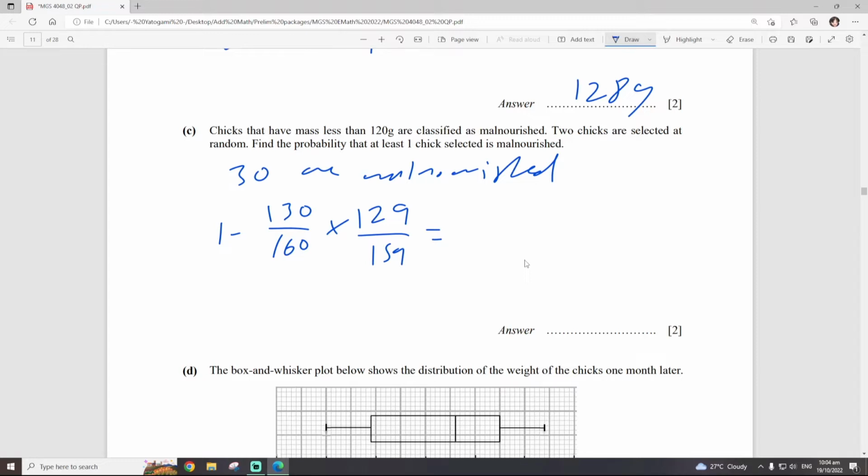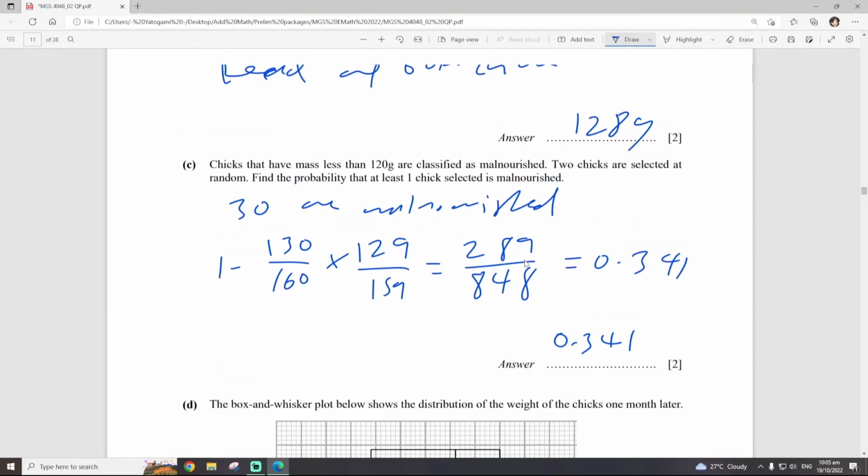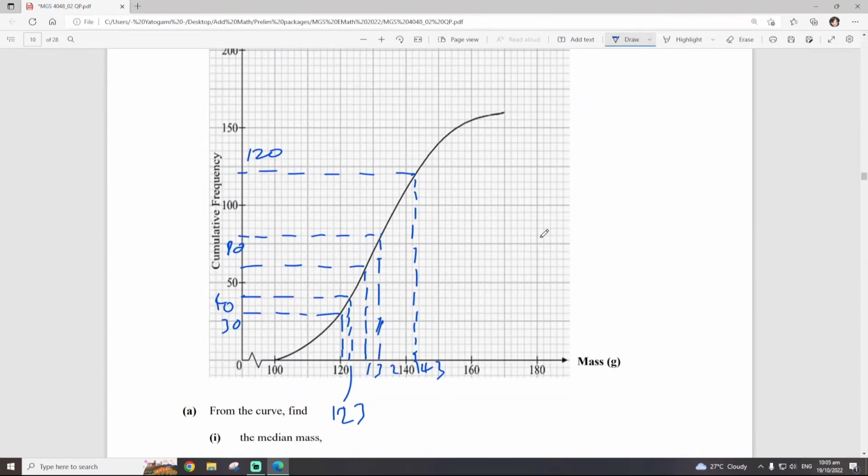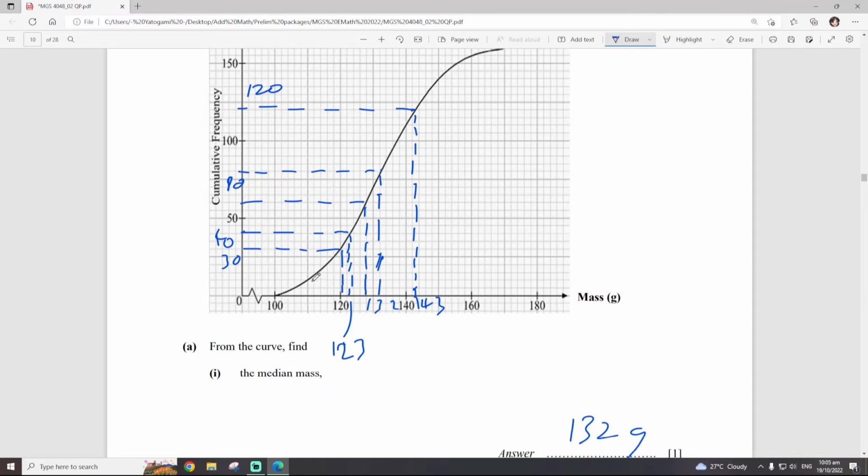Yeah, it will be 289 divided by 848, exactly. I think if you put 3SF, it also works, so 0.341. So I'll put 0.341, although I think they will also take the fraction 289 over 848.